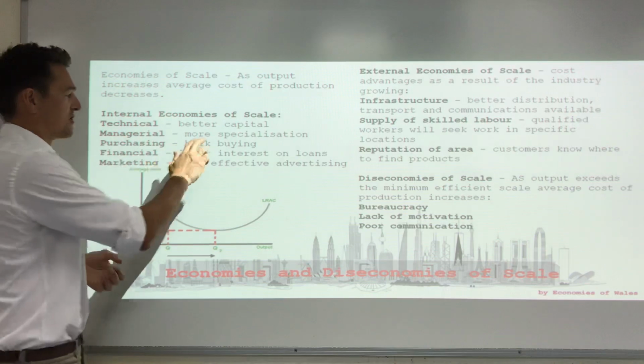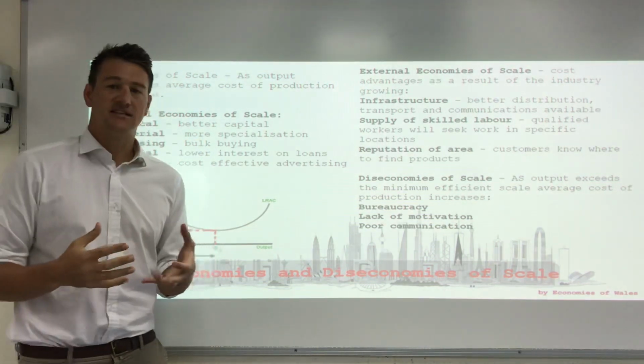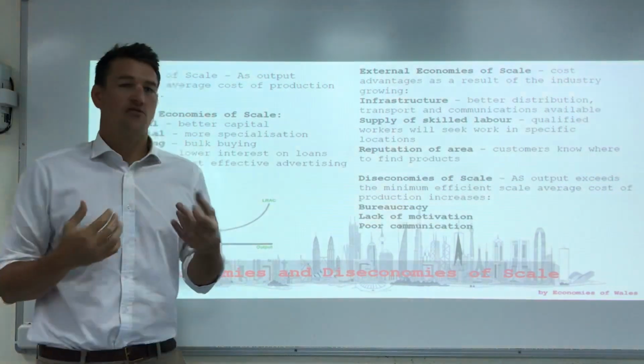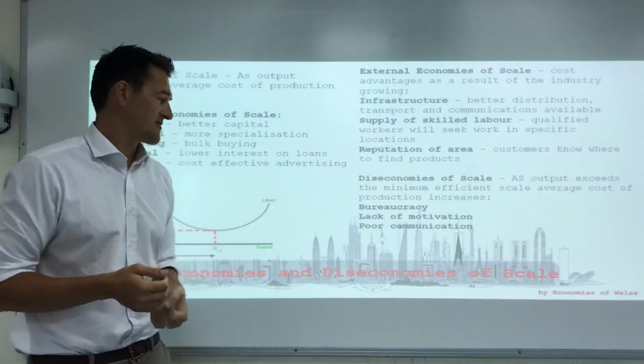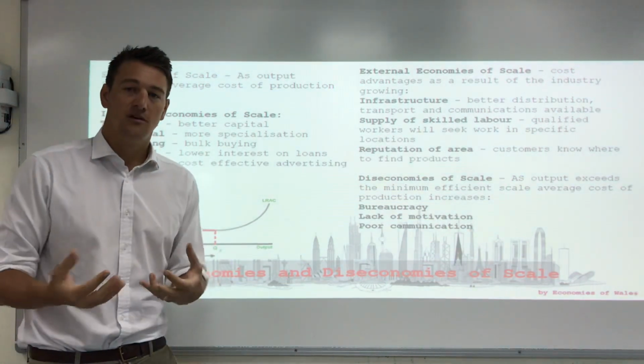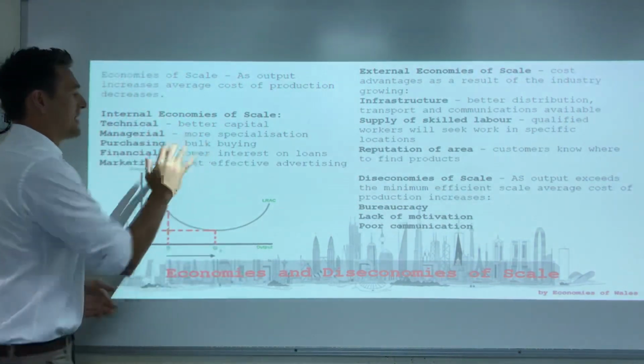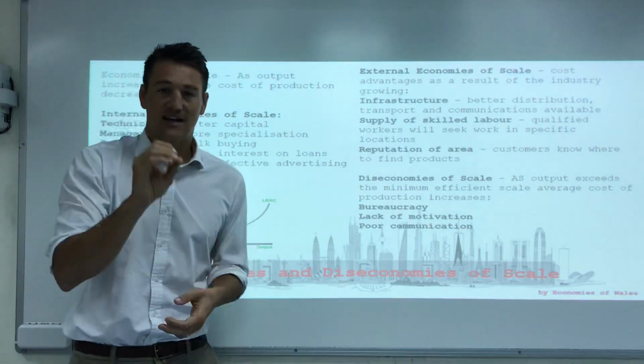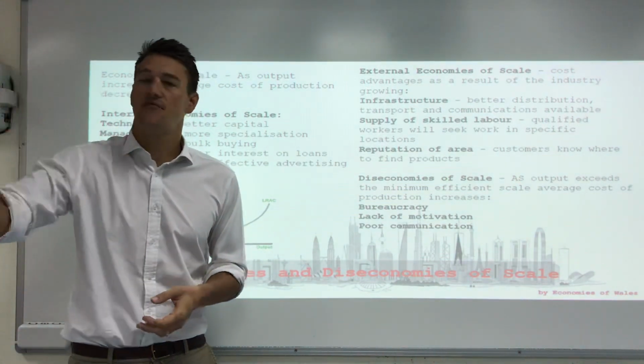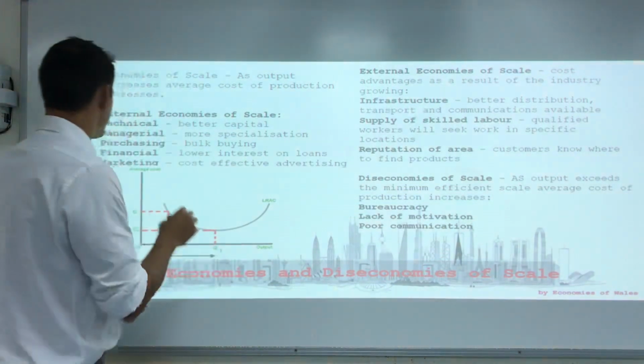They'll also have managerial economies of scale. In a small business, I'll be trying to be a jack of all trades. I'll be the finance director, I'll be the marketing director, and I'm doing every job that little bit worse because I'm not a specialist in it. When Tropicana, they'll have people who have the exact skills, qualifications, and experience to do a very specific job.